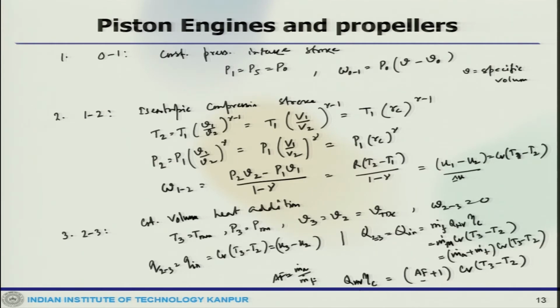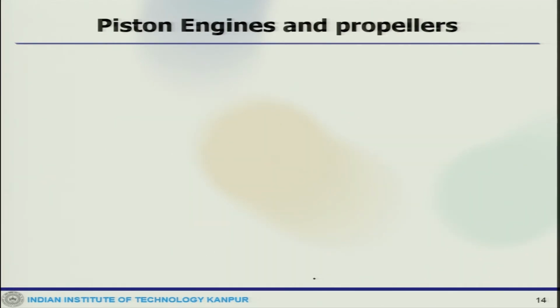Now after this combustion, what will happen? The gas mixture will leave having the maximum pressure and temperature. This will be towards the end of the compression stroke. Now, the fourth stage, process 3 to 4, is again an isentropic power or expansion stroke.